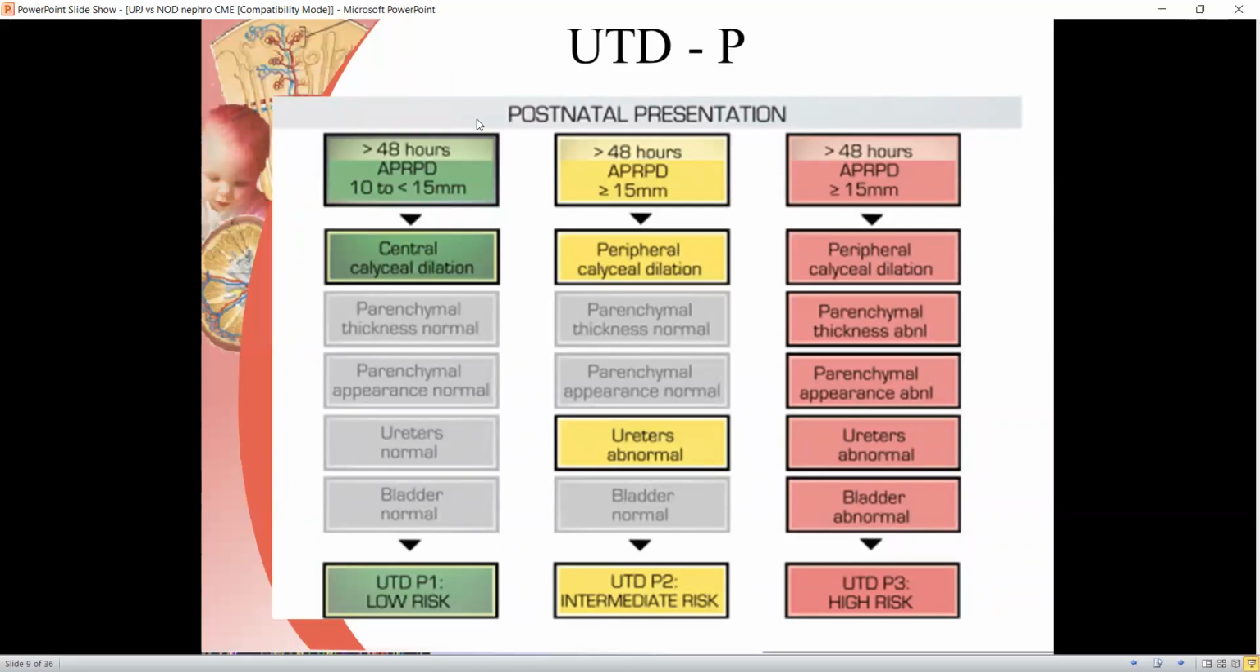So postnatal UTD: low risk P1 is only central calyceal dilatation, 10 to 15; more than 15 with peripheral calyceal dilatation is P2; and parenchymal abnormalities are P3, and the bladder and ureter abnormalities are also clubbed here.